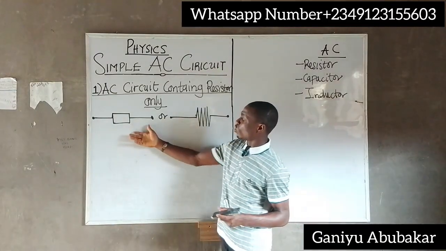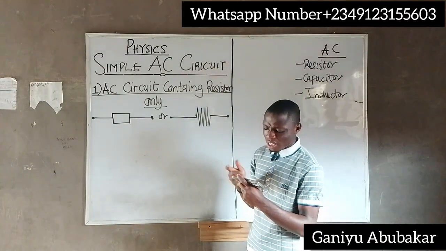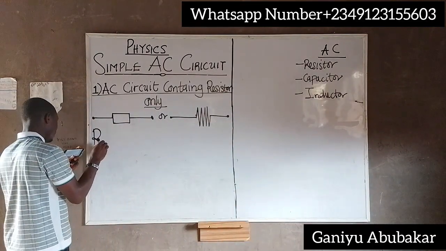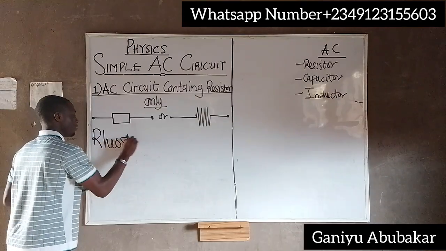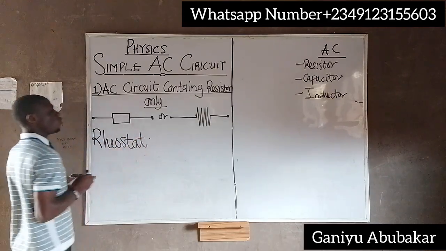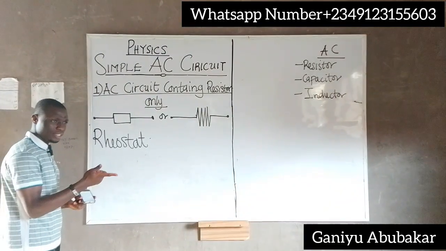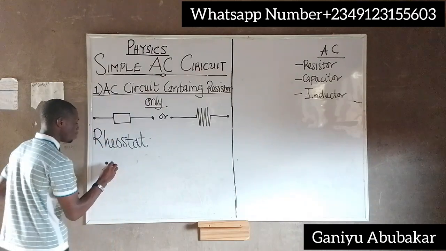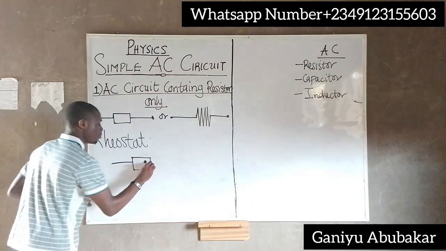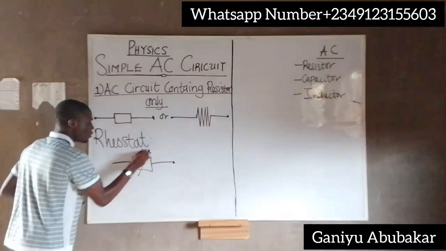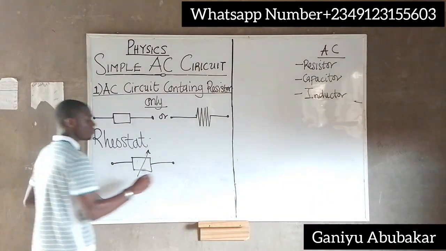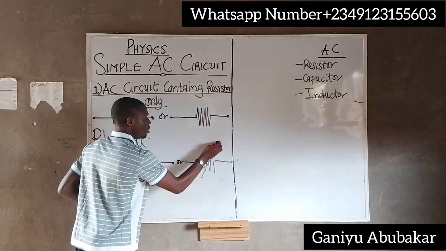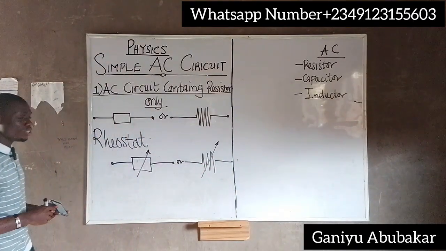So aside from this resistor here, there is one called a rheostat. We have a resistor, right? There's one called rheostat. It looks like this. Look up. You see the same stuff there, but it has an arrow this way. This is a rheostat, or in this form too. This is still a rheostat, right?